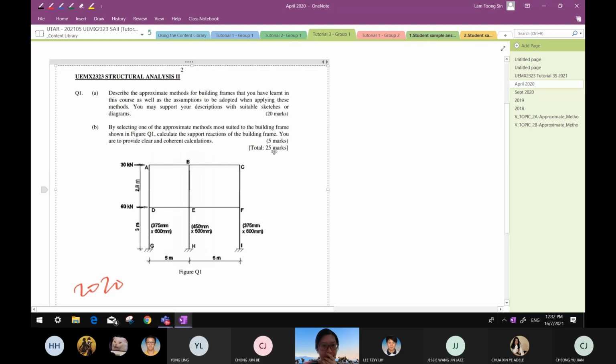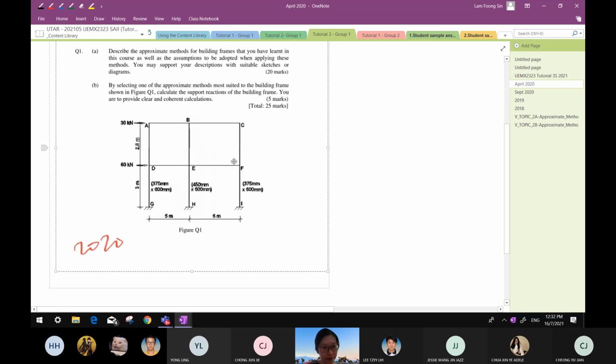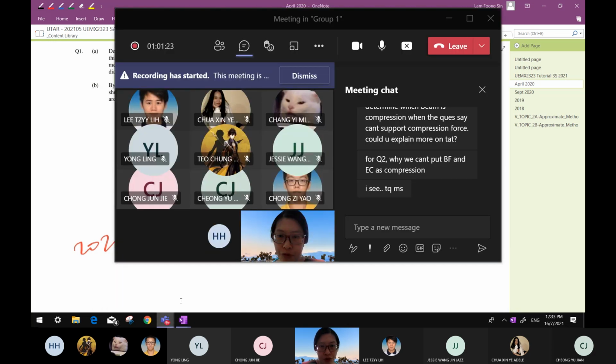Are you going to take the cantilever method or the Porter method? For those who need to go, you can just go, but you do it on your own time. I will just go again room to room.